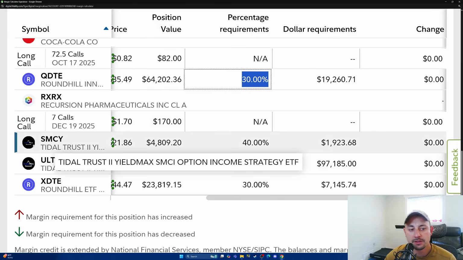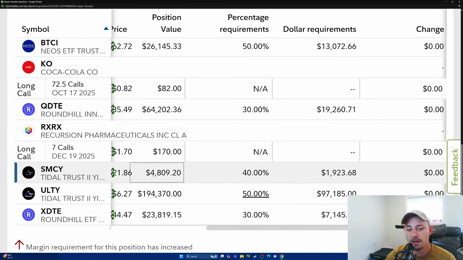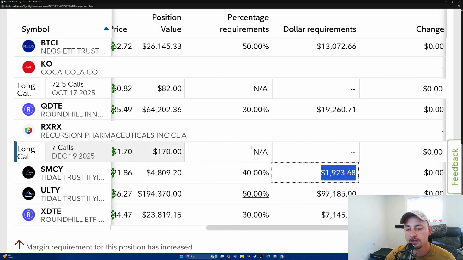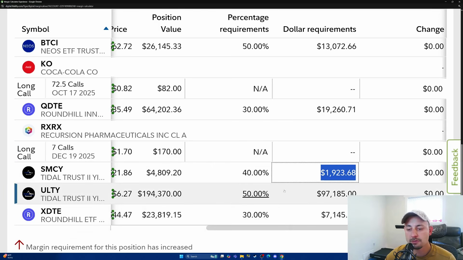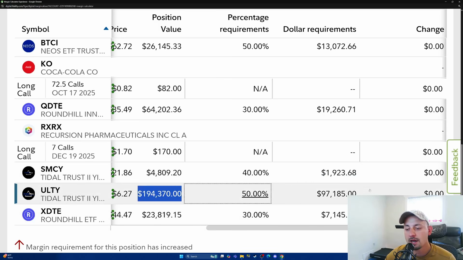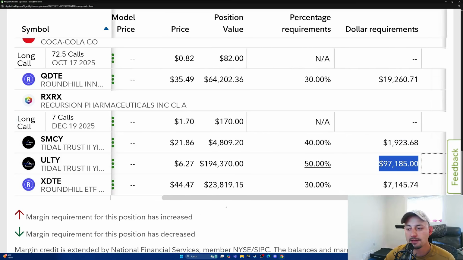Now, another position here I have is SMCY. This one is a 40%. So I have $4,800 invested into this one, and I have to have at least $1,900 of my own money in the account before I get a margin call. Now, Alti is my largest position, and this one has a 50% margin maintenance. So I have $200,000 invested in it. I need to have at least $100,000 of my own money in it. And basically that's how you calculate margin maintenance.